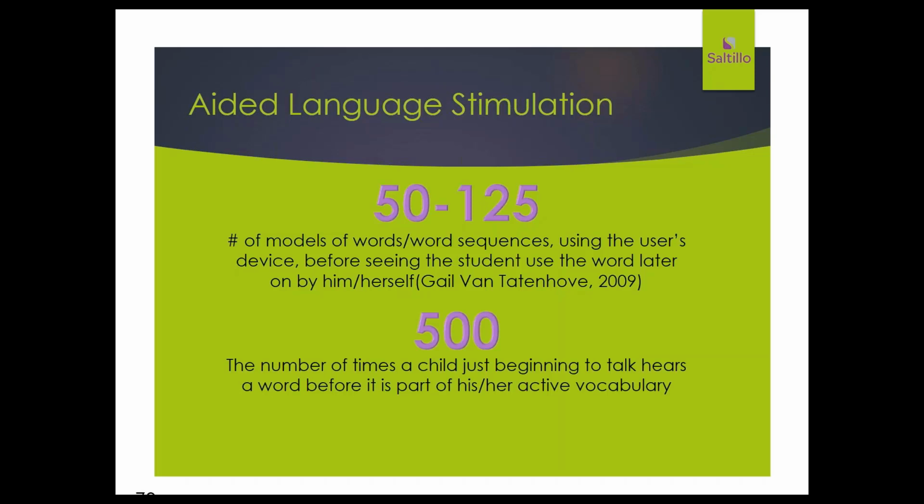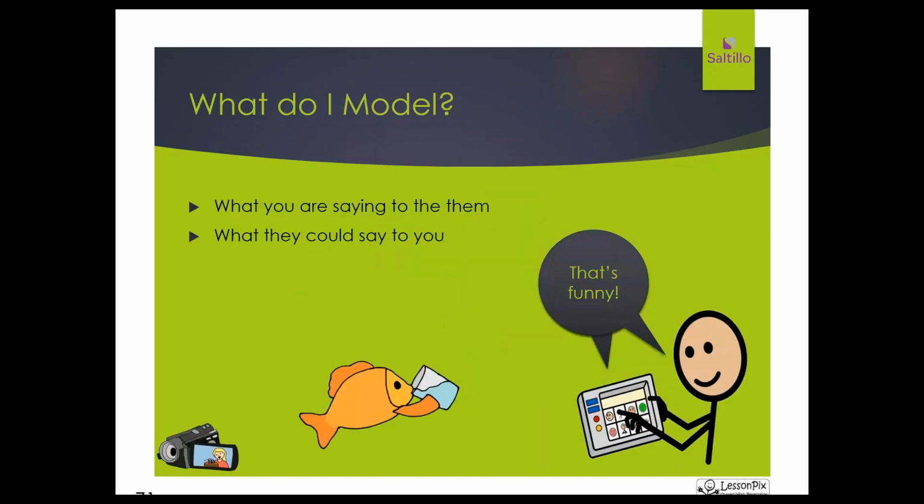So 500, just to give you an example, is the number of times a child just beginning to talk hears a word before it is part of his or her active vocabulary, okay? So when we look at that, 50 to 125 is actually a little bit better than what an average child just beginning to talk really hears, how many times they hear a word before it's part of his or her vocabulary. So then I always get the question, okay, what do I model?